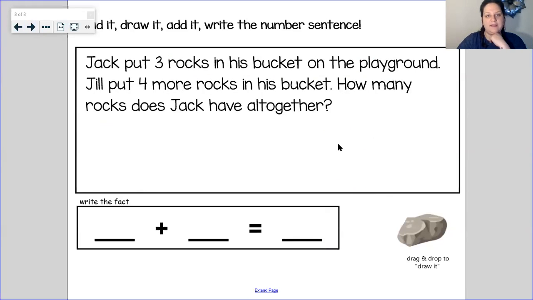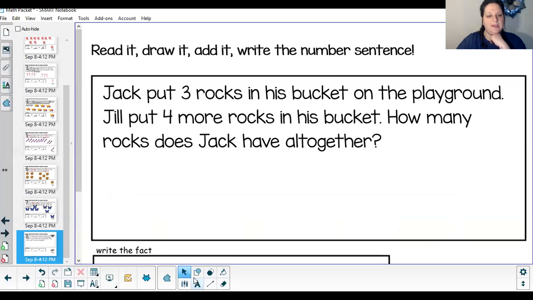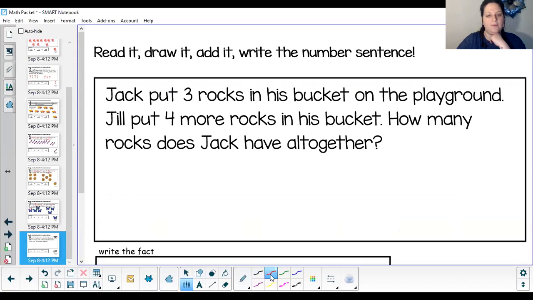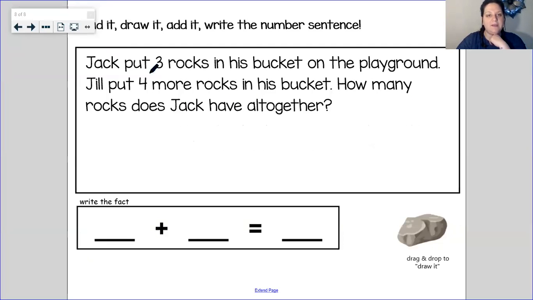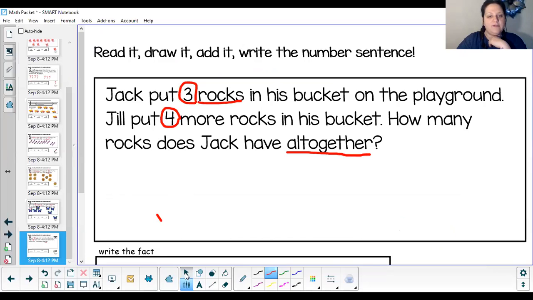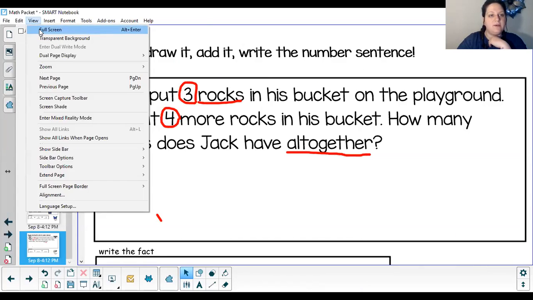Okay, and here is our last problem. Let me grab my pen again so I can underline all the important words that tell us what we are doing. So Jack put 3 rocks in his bucket on the playground. Jill put 4 more rocks in his bucket. How many rocks does Jack have all together? There's our important math word. Now we know that we are adding.